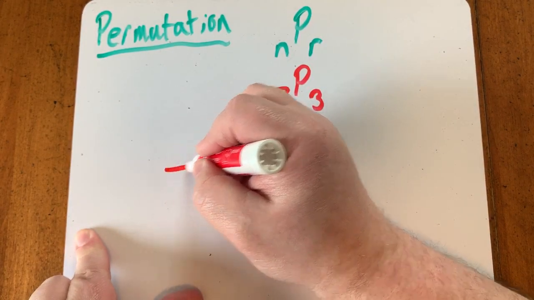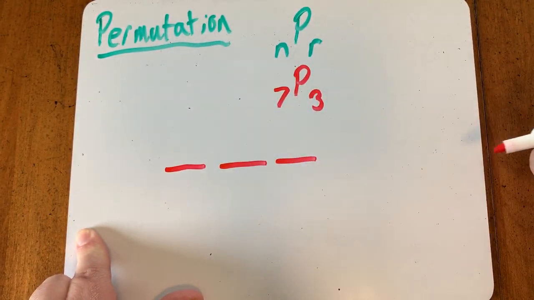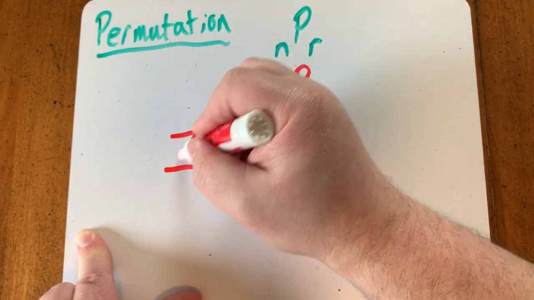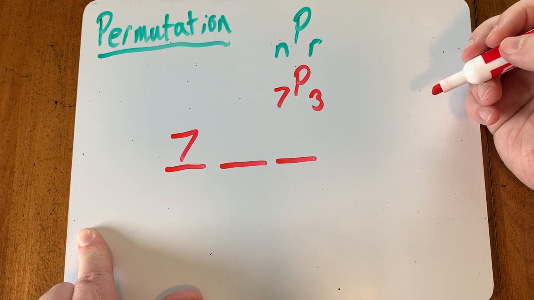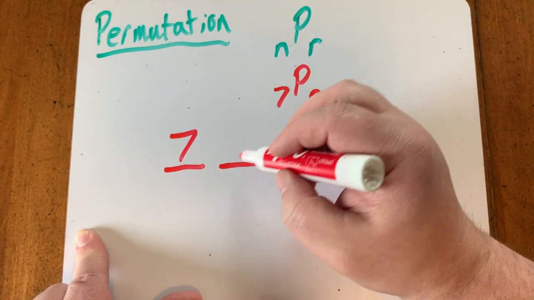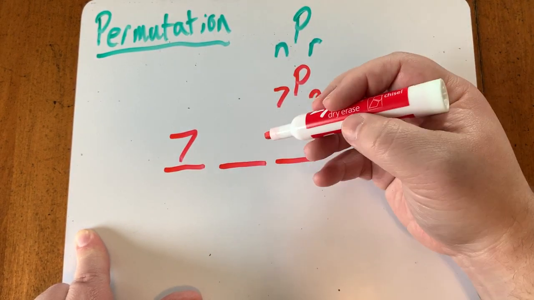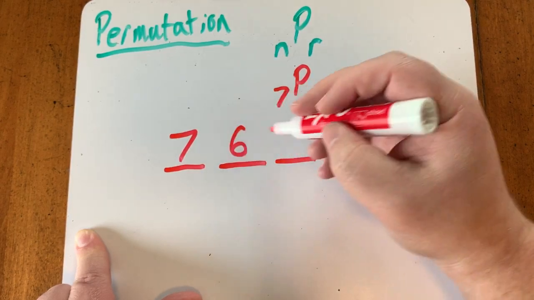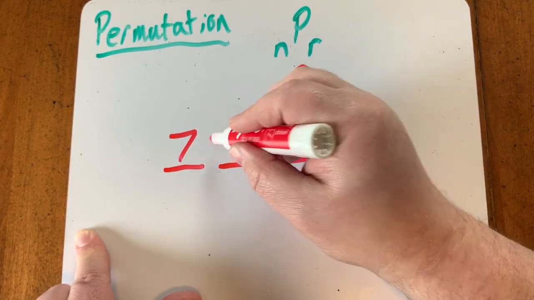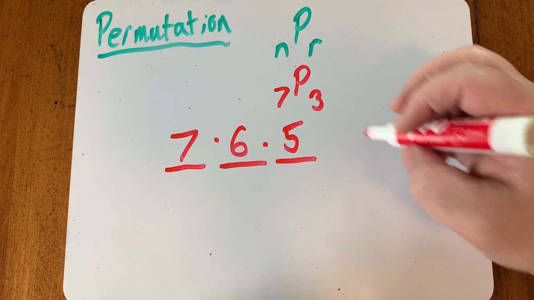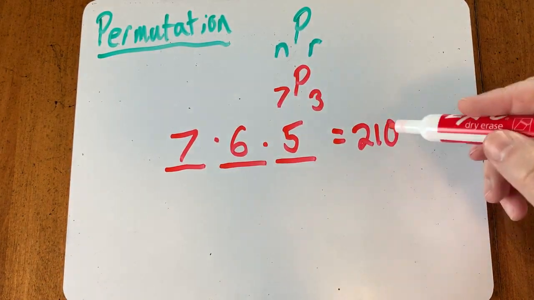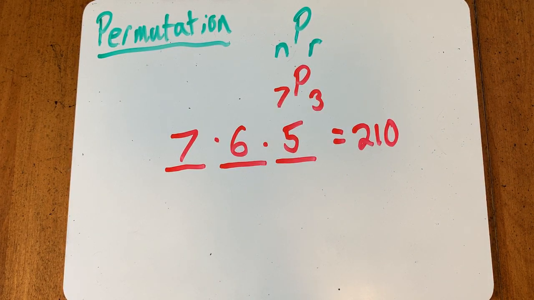So there's really just 3 finishers that we care about. The first place, there's 7 different possibilities. Second place, whoever's first can't also be second. So there's 6 possibilities. And third, whoever's third can't be first or second. So there's 5 possibilities. So in this case, it's 210. And that isn't 7 factorial.